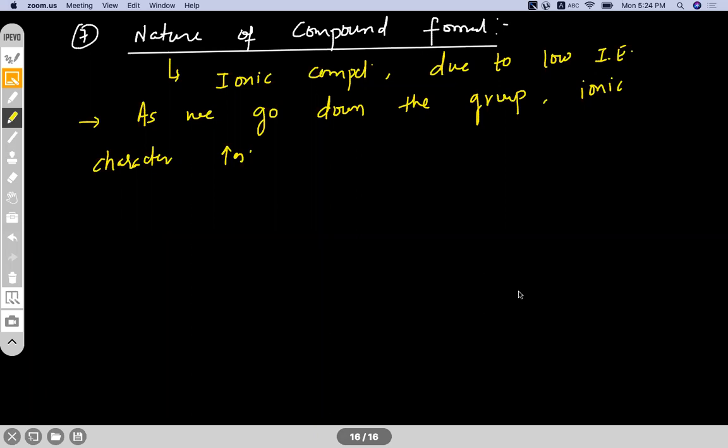Because if you remember, Fajan's rule is valid only for ionic compounds. For perfectly covalent compounds like CH4 and others, Fajan's rule is not valid. In ionic compounds only can we talk about percentage ionic or percentage covalent character, whether it increases or decreases down the group or up the group. So in the s block, for the ionic and covalent concept, you can think of Fajan's rule, keep that in mind.